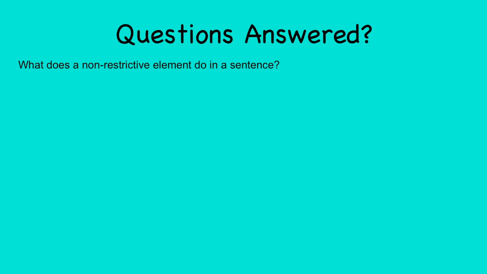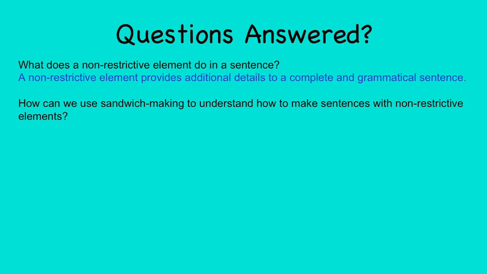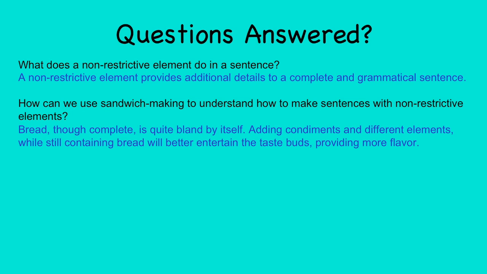What does a non-restrictive element do in a sentence? A non-restrictive element provides additional information that completes a grammatical sentence. How can we use sandwich making to understand how to make a sentence with non-restrictive elements? Bread, though it is complete, is quite bland by itself. Adding condiments and different elements, while still containing bread, will better entertain the taste buds, providing more flavor.